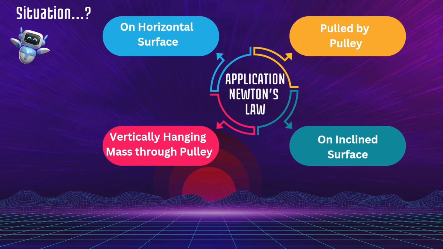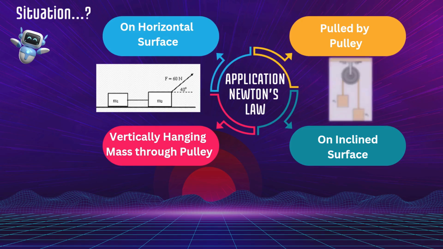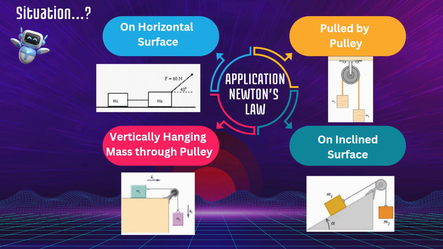Newton's laws can be applied in many physical systems. In this topic, we will focus on four main situations. First, when both objects are on a horizontal surface. Second, when two objects are connected by a pulley. Third, when one object is on a horizontal surface and another one is hanging through a pulley. And finally, when the object is on an inclined plane. Each case will help you understand how forces interact differently depending on the situation.